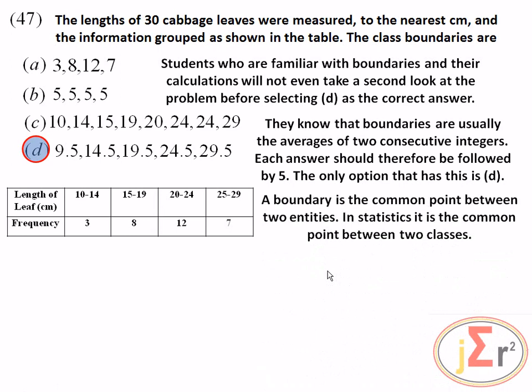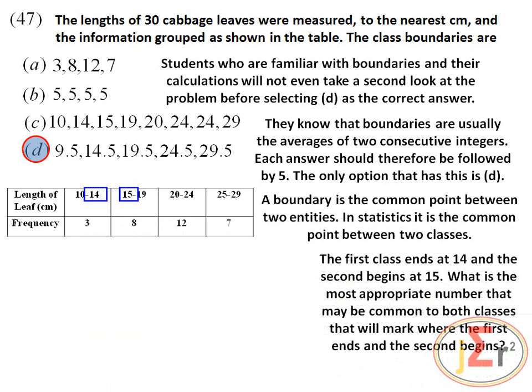A boundary is a common point between 2 entities. In statistics, it is a common point between 2 classes. The first class ends at 14 and the second begins at 15. What is the most appropriate number that may be common to both classes that will mark where the first ends and the second begins?